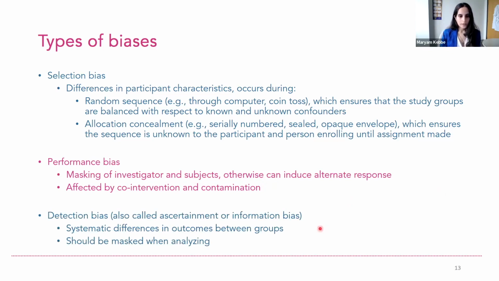So of note here is that performance bias is introduced by unequal care between the groups, and it has nothing to do with how the outcome is assessed. This is where detection bias comes in. This is what we refer to as the systematic difference between groups of a study in how the outcome is assessed. And this can also be minimized by masking the outcome assessor, so whoever is assessing the outcome and conducting the measurements in the study.